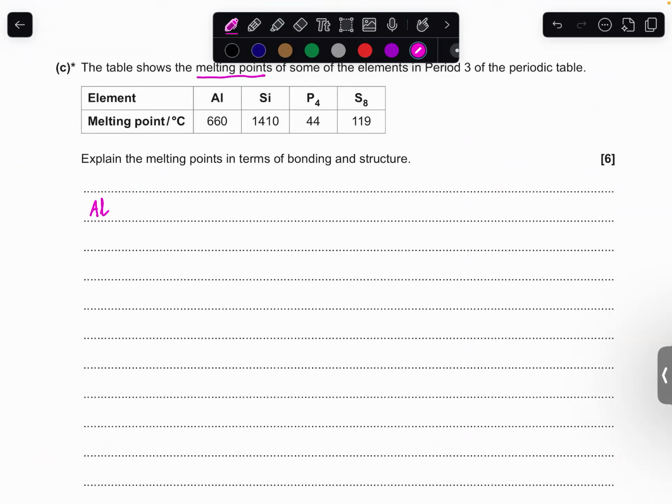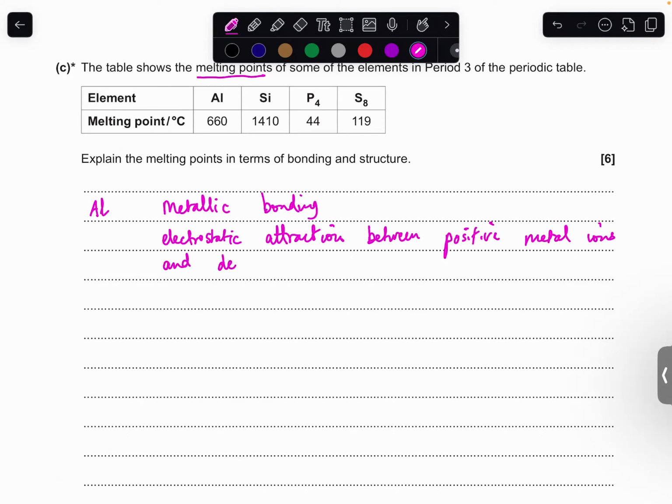So if you look at aluminium, what bonding is present in aluminium? It's metallic bonding. What is metallic bonding? It's electrostatic attraction. Electrostatic means oppositely charged, so electrostatic attraction between positive metal ions and delocalized electrons.